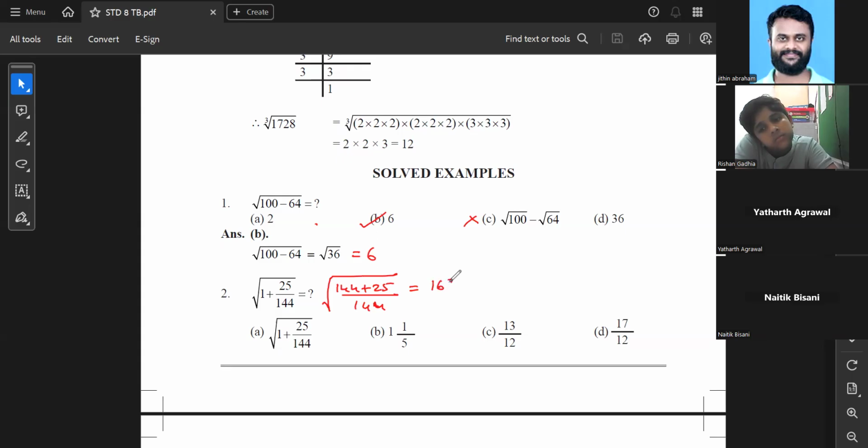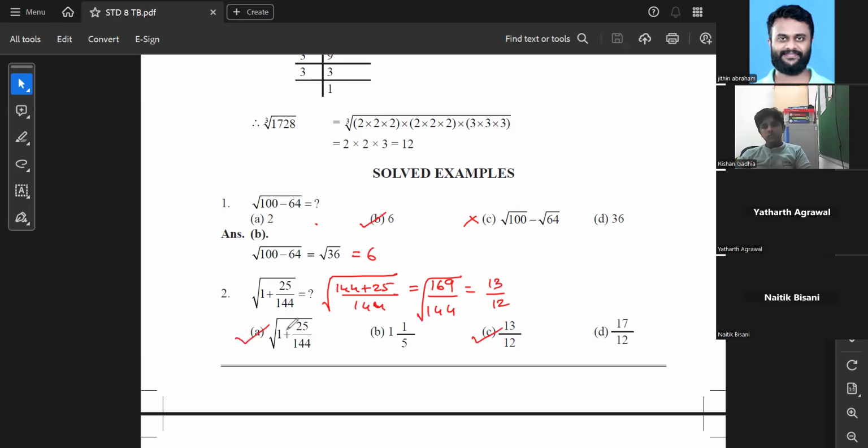So the numerator becomes 169 and the denominator becomes 144. In this case, you already know that the overall square root is there, and since there is pure division in between, I can easily break the square root. So the square root of 169 is 13 and the square root of 144 is 12. Hence your answer is option C.